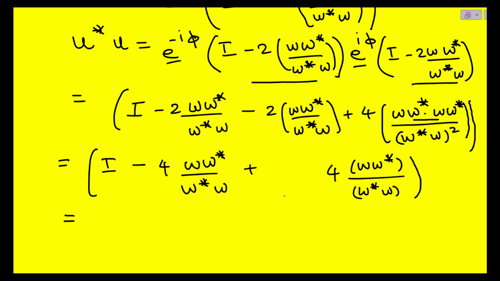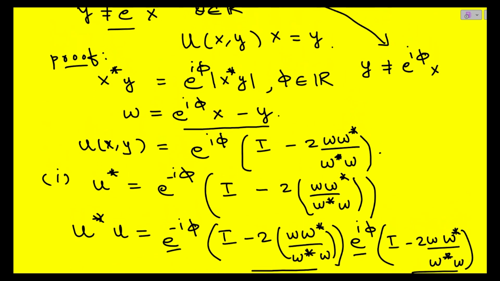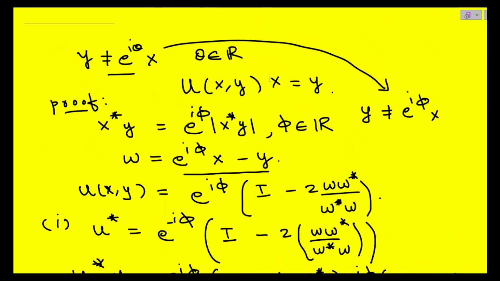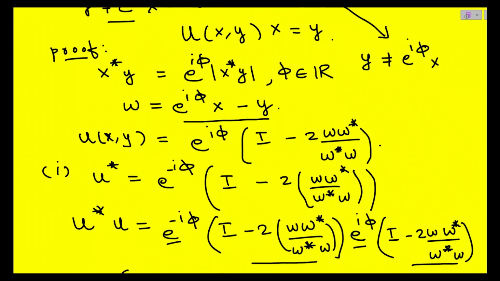You can see these two get canceled and what you're left with is the identity matrix. So this is nothing but a unitary matrix. The matrix that we created, this time I'm correct, it's a matrix. The matrix that we created turns out to be a unitary matrix. So the only thing that's left is for us to show that it transforms X to Y, which I will do in the next notebook.